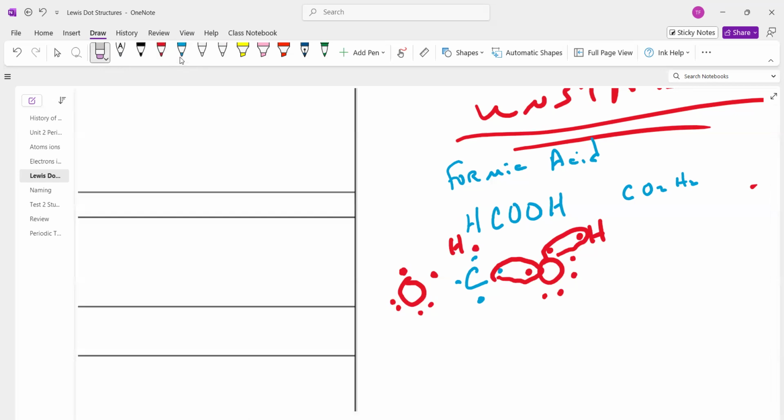Okay, so let's look at this again now. Now we've got carbon with two singletons and oxygen with two singletons. But for sure we have to bond at least one. That still leaves a singleton unbonded. So what we're going to do is a double bond to carbon.